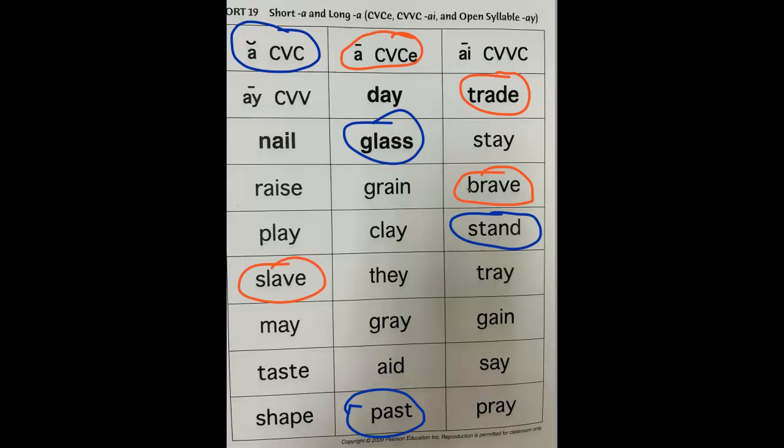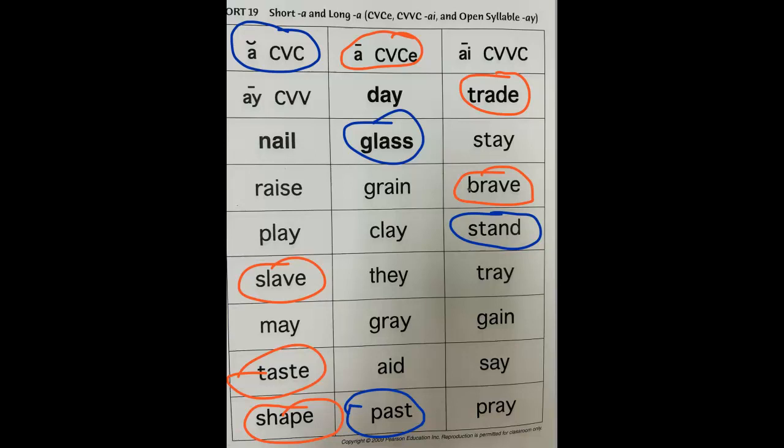We have way down here, shape. A. I hear the A sound. And right above it, taste. We have the A, and then you have the E at the end. It makes the A sound. Go ahead and switch colors.